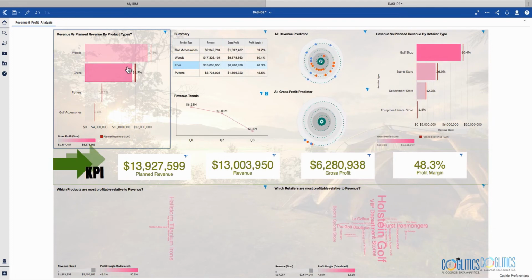You see that for irons, at this moment, I'm looking at the golf equipment, and we are selling irons. Irons is a product type, and these are the products within irons. I'm seeing that even though we are doing a lot of volume on Hailstorm titanium irons, we are more profitable with the Lady Hailstorm. You see that our profit margin is 50% compared to the 47% that we are doing on the titanium irons.